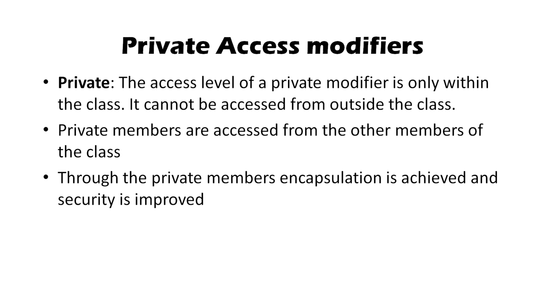Then what is the use? How can I access that? Whenever you have declared a member variable as private, you can access it from the other members of the same class. Suppose you have declared x as a private variable. How can I use that? I can't access x from the main class because it is a private member. Indirectly, I can access it through the other members.